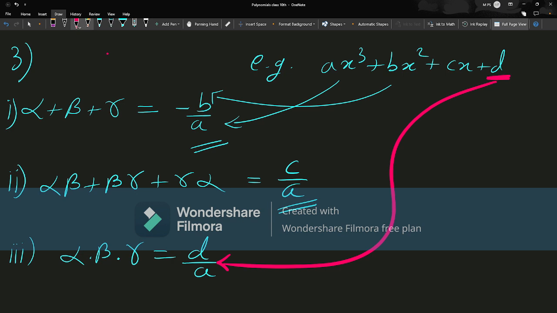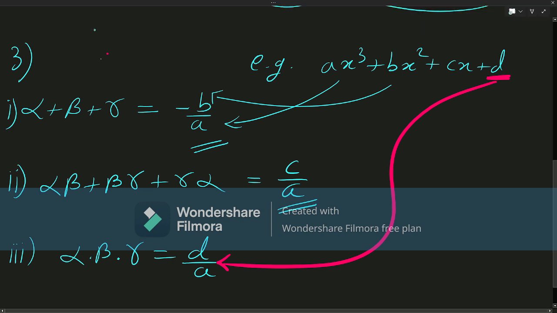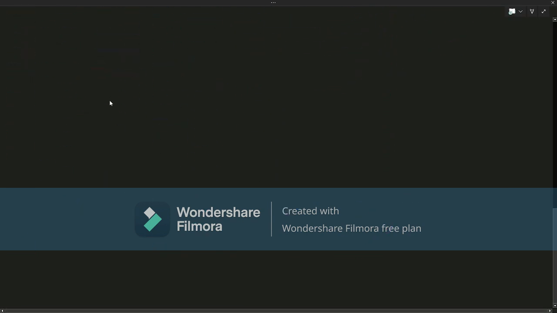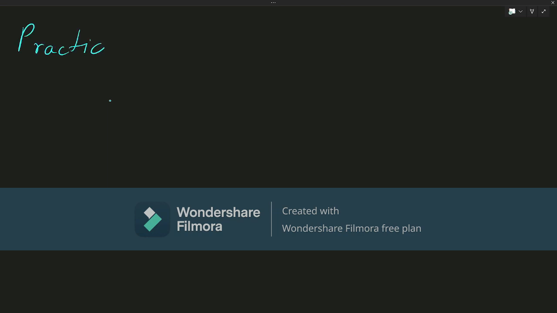So let's solve a practice problem, so you will get the formulas really easily. Practice problems. Now I'm not writing down the question, so just hear it carefully and look at how my steps are going.